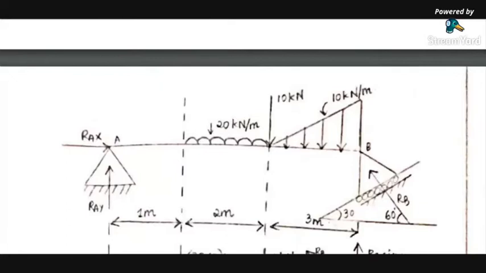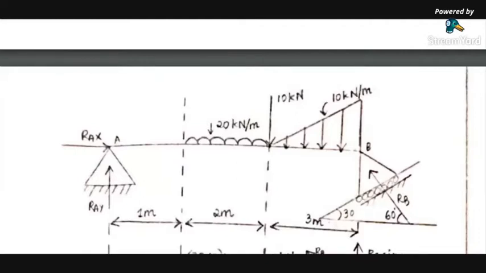Just observe the drawing properly. You have a hinged support at A, and you have a UVL and a point load. The UVL is 20 kN per meter, the point load is of 10 kN magnitude, and the UVL is 10 kN per meter rate of distribution.